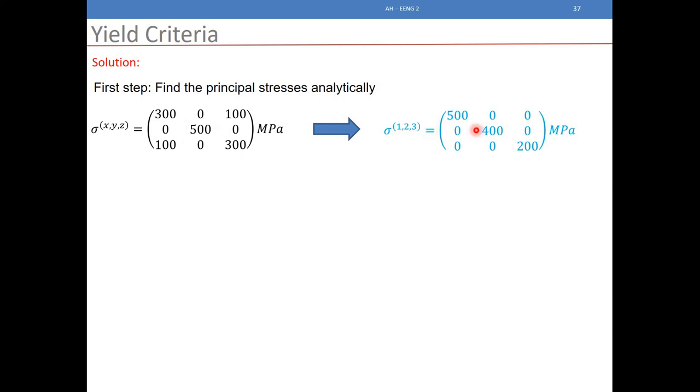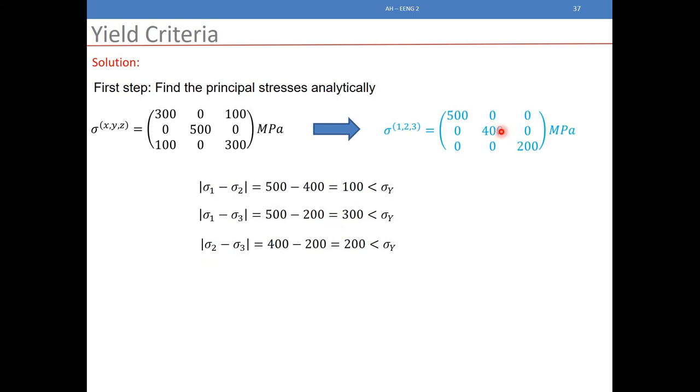The second step: sigma 1 minus sigma 2, 500 minus 400, is equal to 100, which is less than sigma y. Sigma y is given as 350. So 500 minus 400, this is the first difference. The second difference, 500 minus 200, sigma 1 minus sigma 3, is also less than sigma y, and sigma 2 minus sigma 3, 400 minus 200. So we compare the three cases. If any of these three was greater than sigma y, you will have plastic deformation. Now, because all three here were less than sigma y, we will not have plastic deformation.